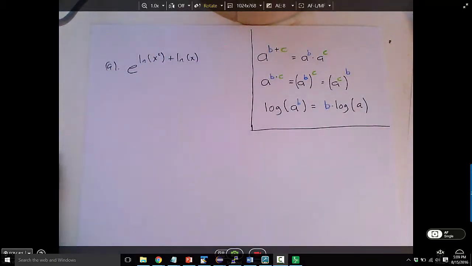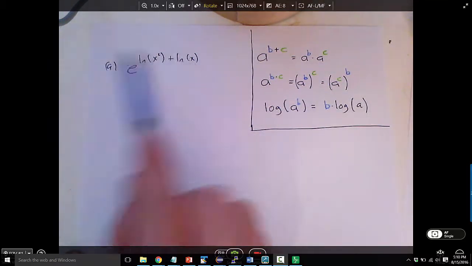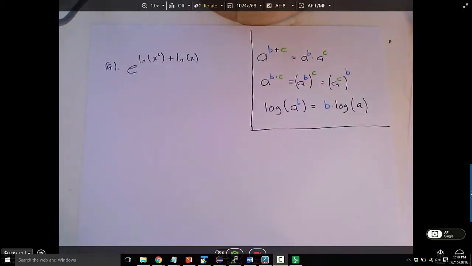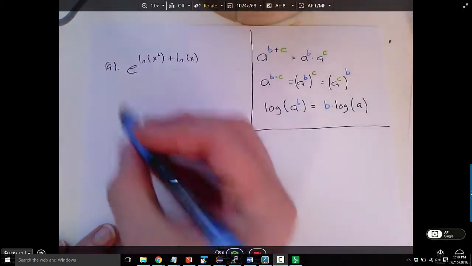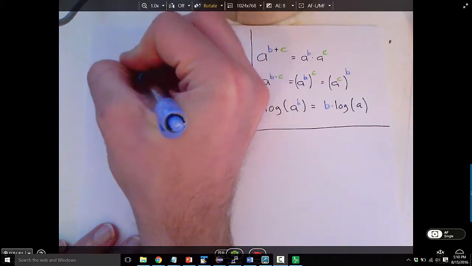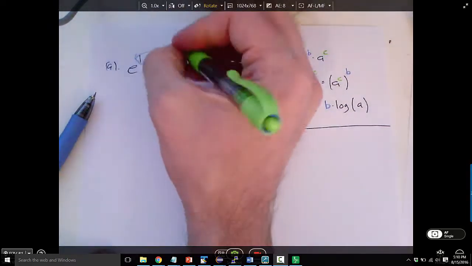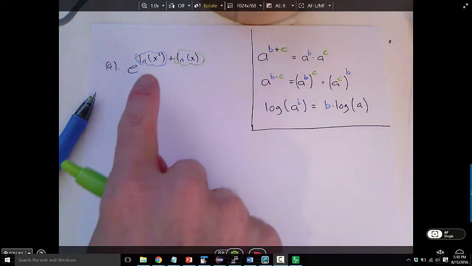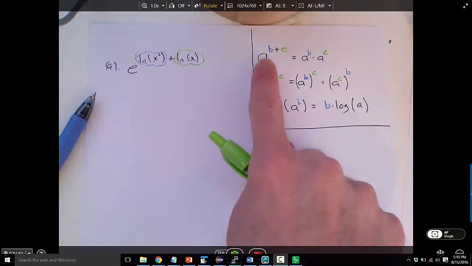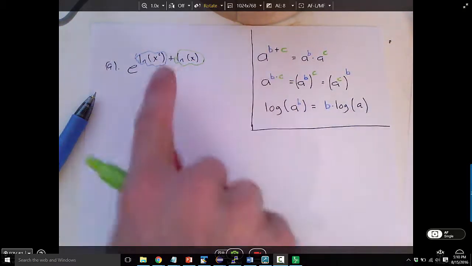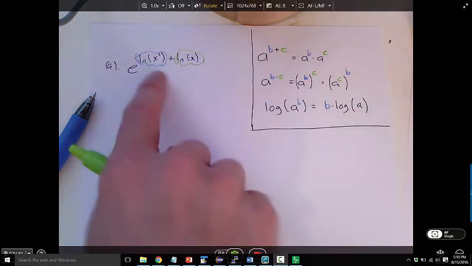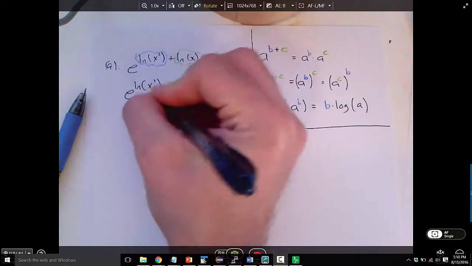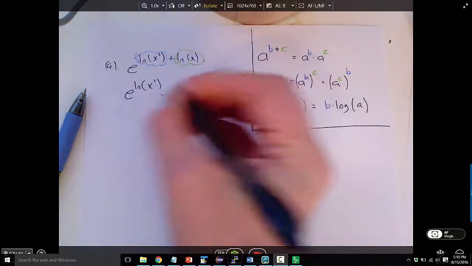Part of being able to simplify this stuff is being able to see algebraic expressions and see the pattern in it. When I look at this, I literally see e to the blob plus other blob. I don't pay attention to what's in there. I just see that this has the same form as something to the something plus something, and so I know that I can apply that transformational rule. I can break it apart and rewrite it as e to the natural log x squared times e to the natural log x.